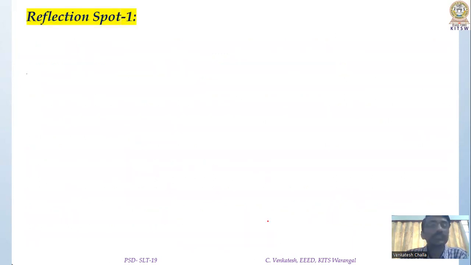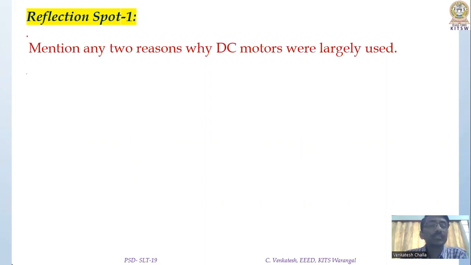So let us review. Mention any two reasons why DC motors were largely used. Initially, why were DC motors largely used as compared to induction motors?